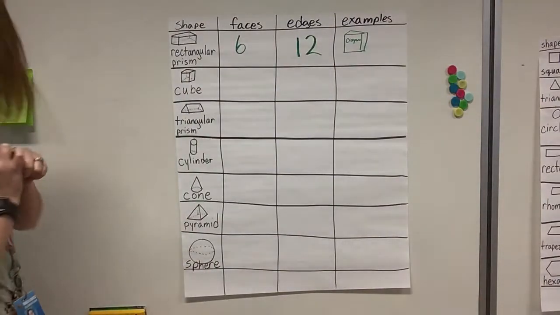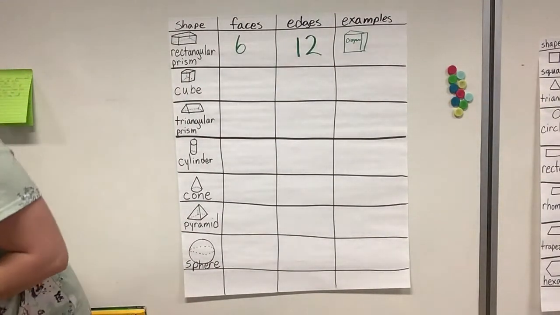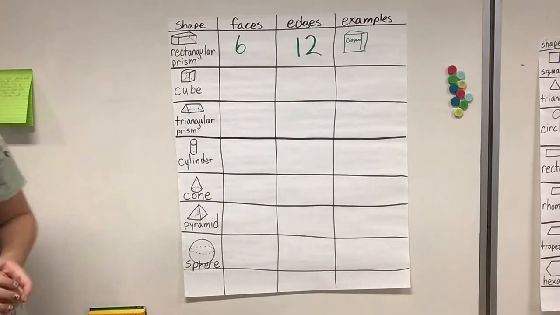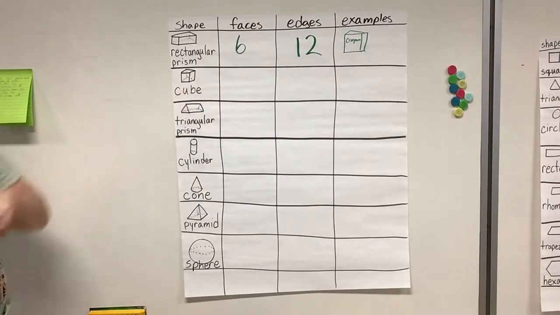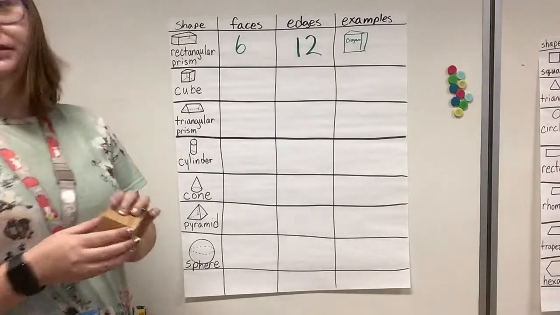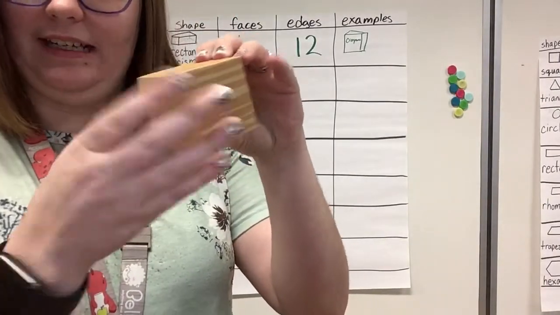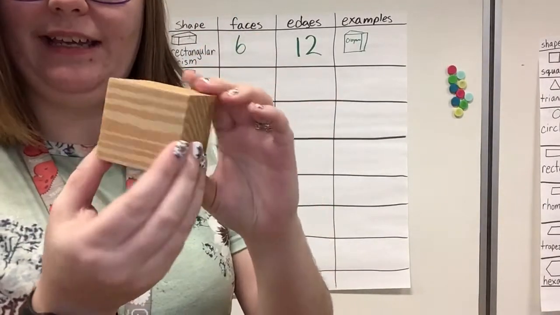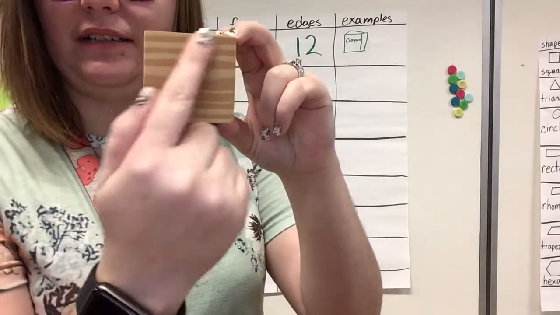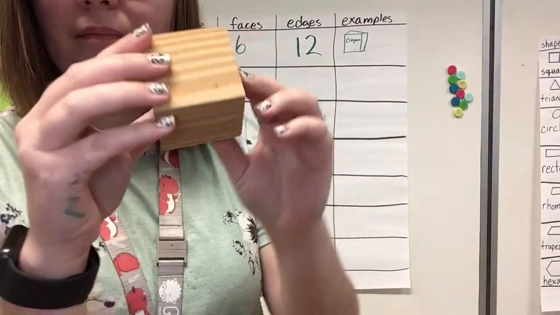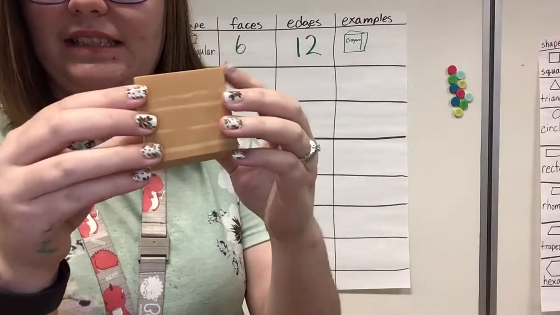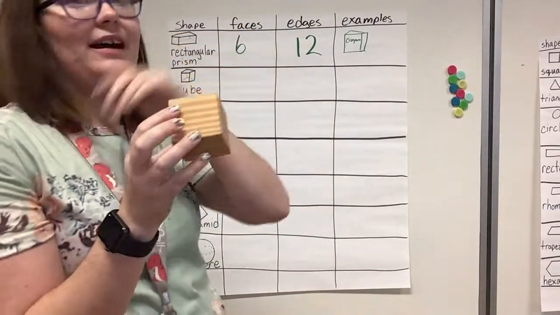So, good job, guys. Our next one is a cube. Can you say that with me? Cube. A cube uses a lot of squares. So you can see when I hold this, it's pretty thick and pretty big. But if I just look at the face, it looks like a square. And all these faces are going to be the same size.